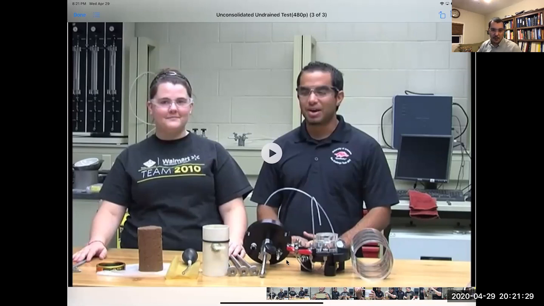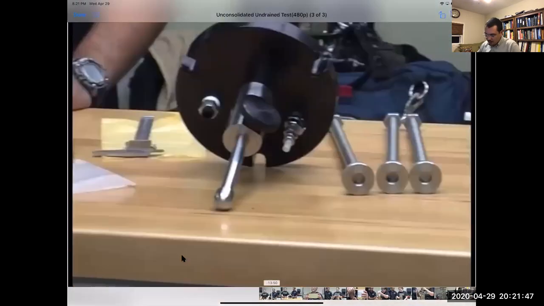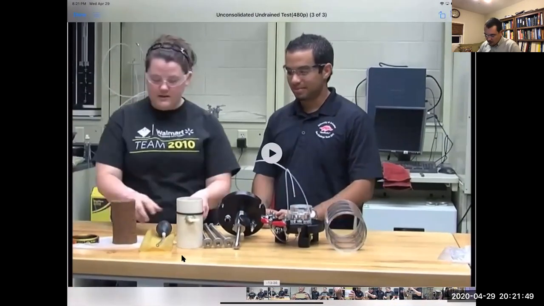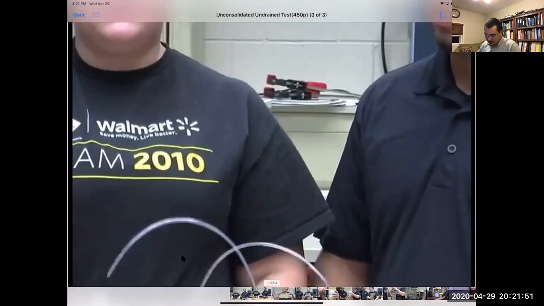Here you have all the different drainage valves, depending on what you want to measure. This is a relief valve, and this is the piston that applies the load. This is the chamber itself. The bottom of the chamber is going to be sealed off with like a vacuum seal. And with that, you can begin the test.